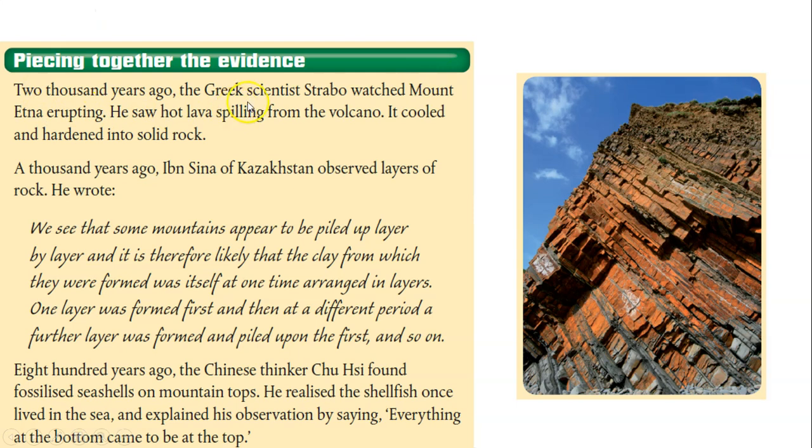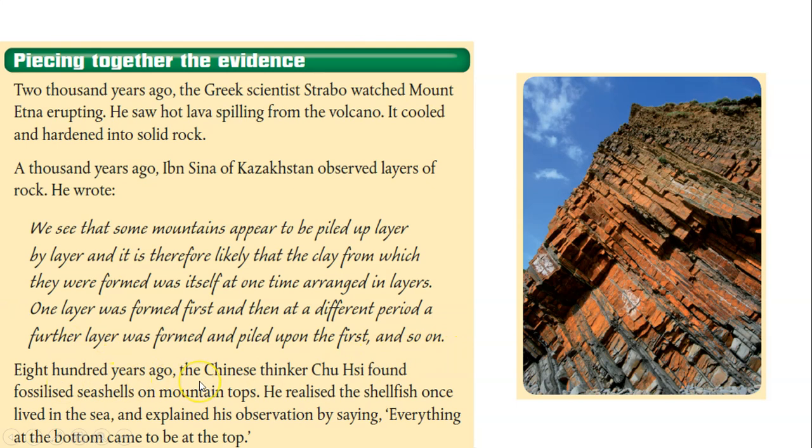2000 years ago, the Greek scientist Strabo watched Mount Etna erupting. He saw hot lava spilling from the volcano. It cooled and hardened into solid rock. 8,000 years ago, Ibn Sina of Kazakhstan observed layers of rock. He wrote, "We see that some mountains appear to be piled up layer by layer, and it is therefore likely that the clay from which they were formed was itself at one time arranged in layers. One layer was formed first, and then at a different period, a further layer was formed and piled upon the first, and so on."